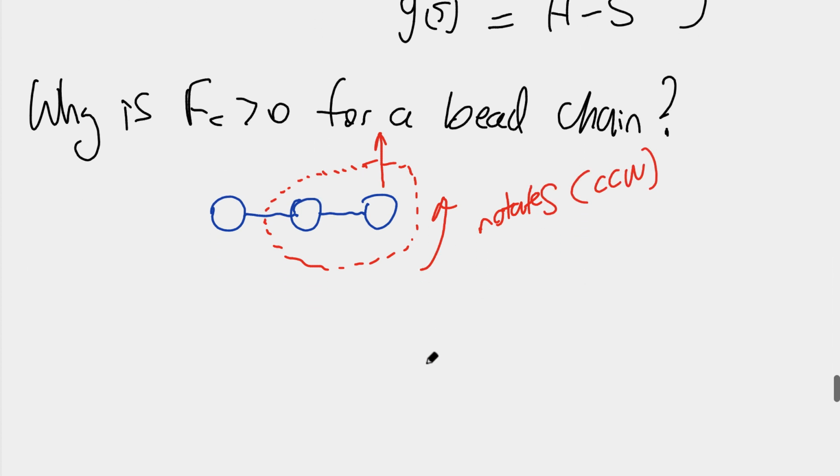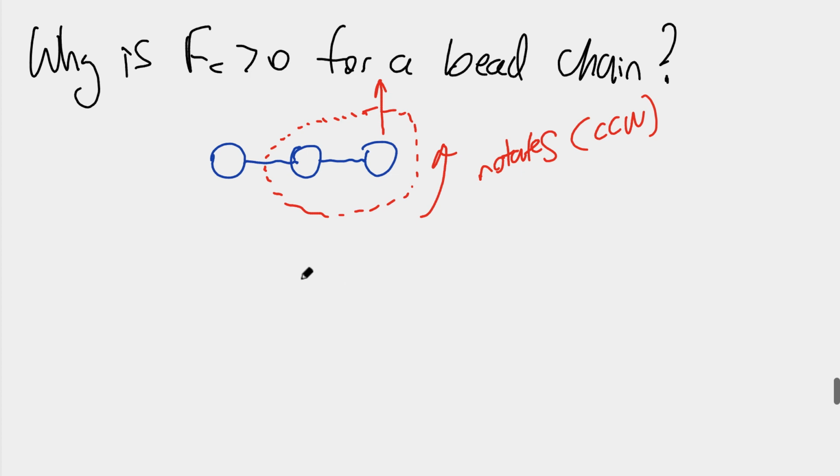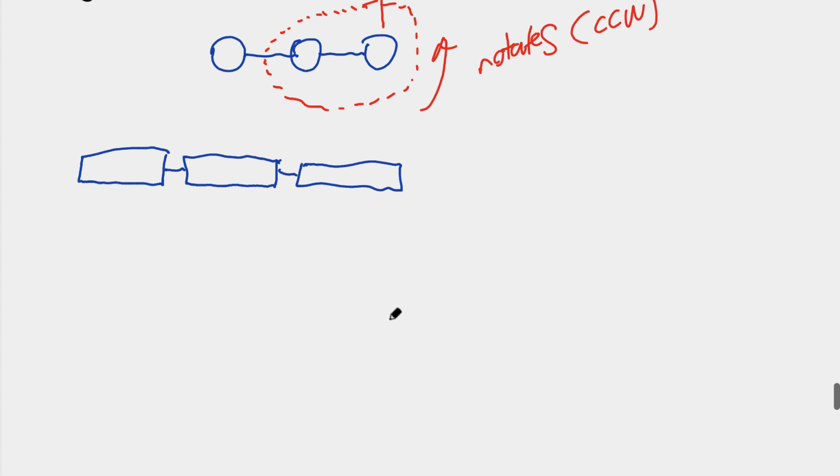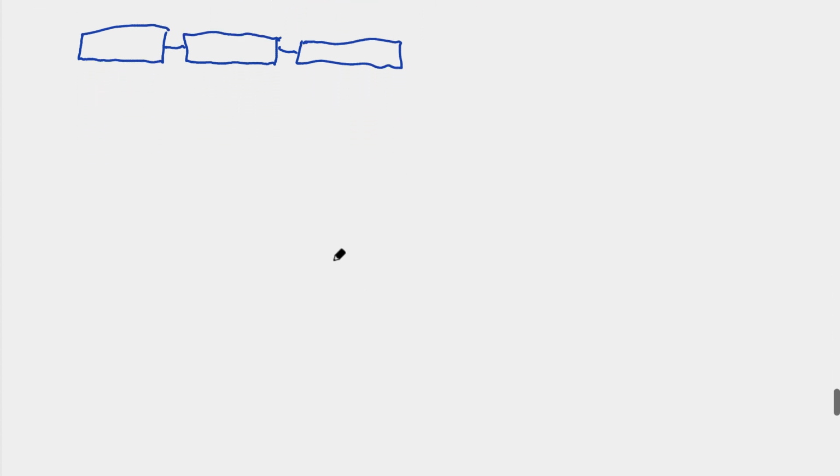This suggests that we model the bead chain as a set of stiff links. Now let's look at the way a link is lifted out of the bottom of the container.